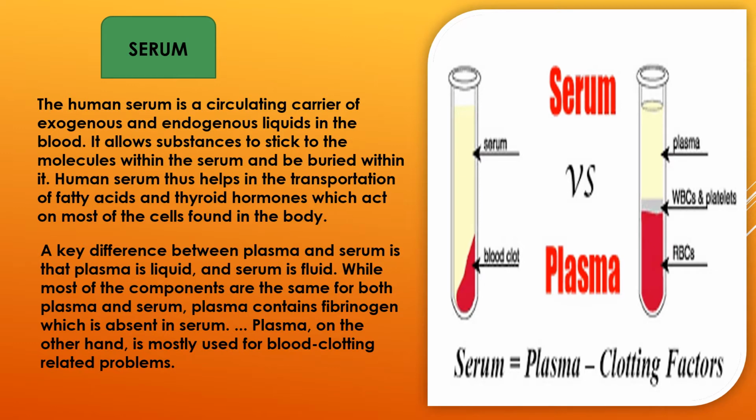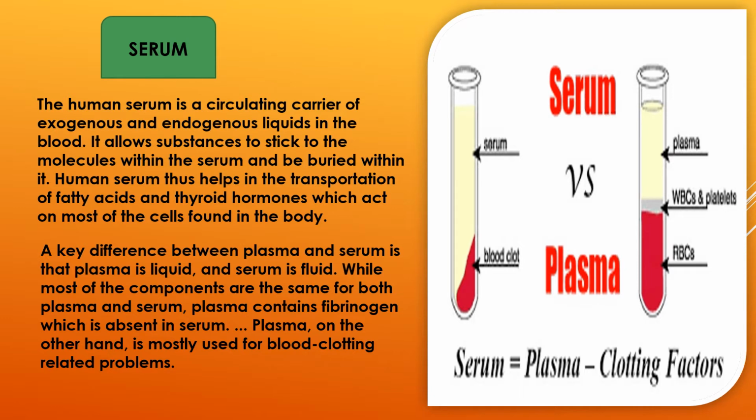Now another important thing regarding this blood is serum. What is serum? The human serum is a circulating carrier of exogenous and endogenous liquids in the blood. It allows substances to stick to the molecules within the serum and be buried within it. Human serum thus helps in the transportation of fatty acids and thyroid hormones, which act on most of the cells found in the body.